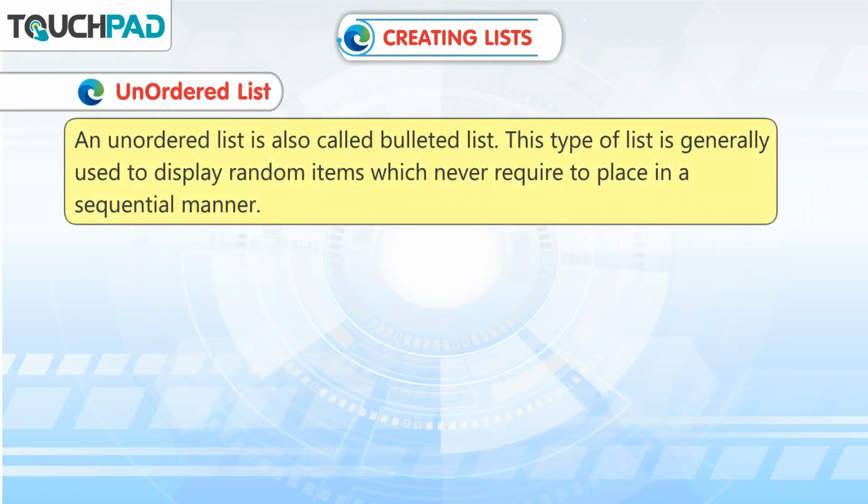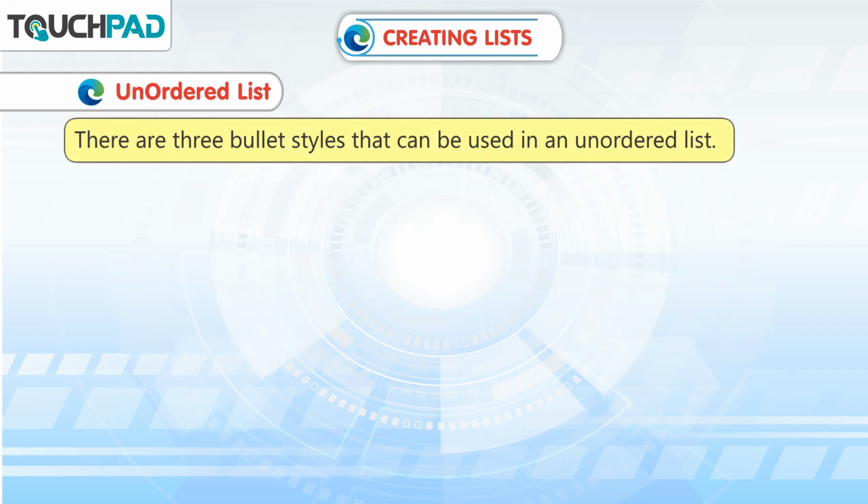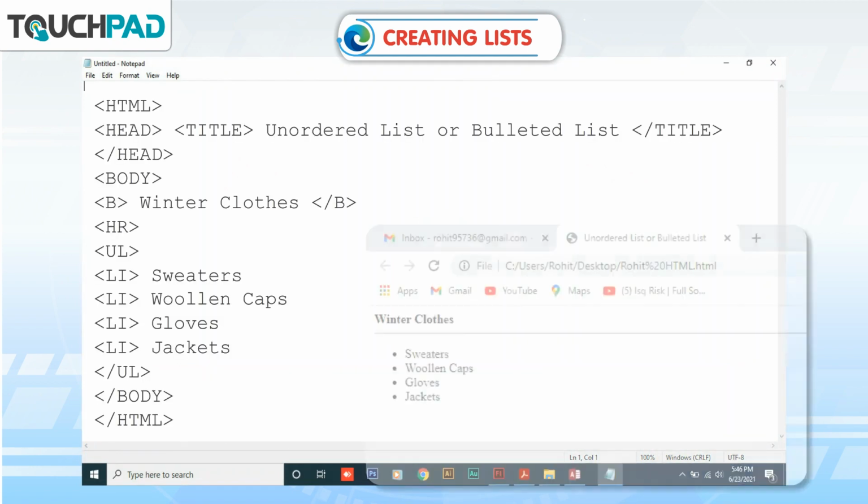Unordered lists. An unordered list is also called a bulleted list. This type of list is generally used to display random items which never require to be placed in a sequential manner. The UL tag is used to define an unordered list. The UL tag has only the type attribute, which describes the type of bullet style that will appear with list items. There are three bullet styles that can be used in an unordered list: disk, circle, square. The default bullet style is disk in HTML. Let us use the UL tag to create an unordered list.